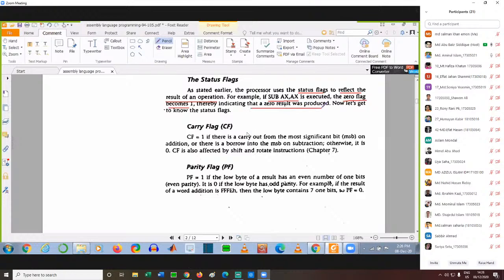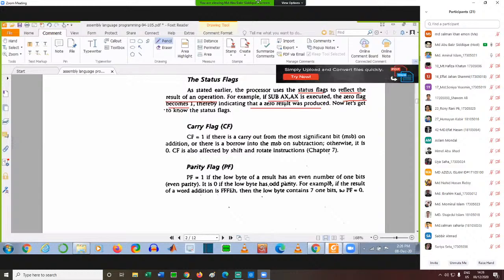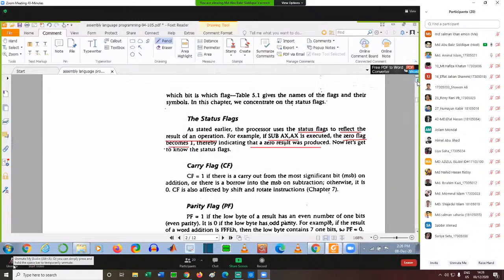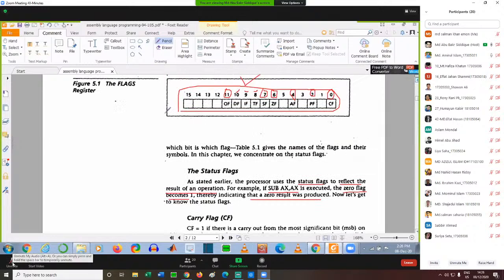Okay, so this is just an example. If your result is 0, at that time the zero flag will immediately become 1. The flag register has 16 bits, and the zero flag is located at bit number 6. So bit number 6 will become 1 when your result is 0.